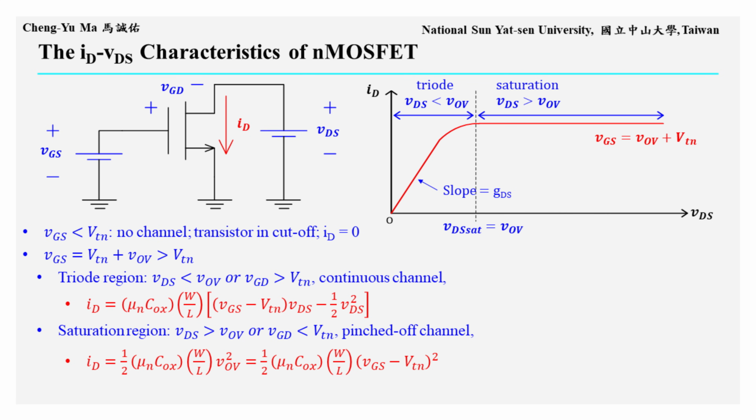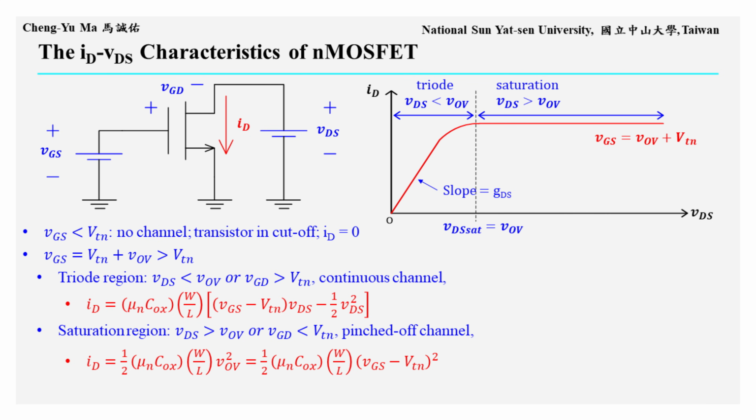First, when VGS is less than VTN, no inversion channel is formed, so ID equals 0. This is cutoff. When VGS is greater than VTN, if VDS is less than VOV, or equivalently VGD is greater than VTN, the device operates in the triode region. The drain current is ID equals mu n C oxide W over L times the quantity, VGS minus VTN, multiplied by VDS, minus 1/2 VDS squared.